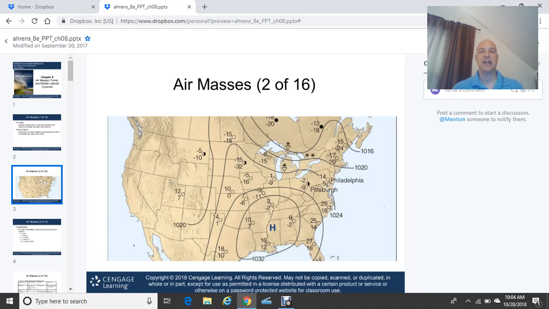So this was a case of an Arctic outbreak of air. An Arctic air mass invaded the lower 48 during the wintertime.